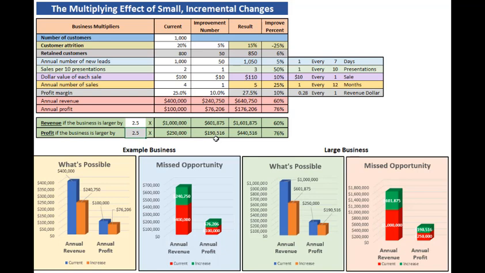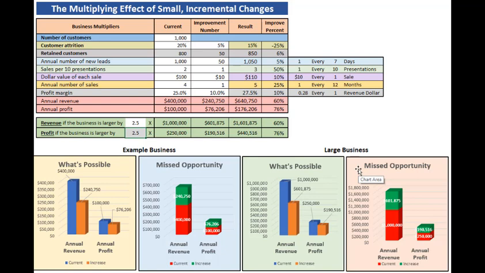Now there are 4 charts below the main calculator. The 2 on the left are for the first business, the one with the $400,000 in revenue, and the 2 on the right are for the larger $1 million business. Let's take a look at the first one, the What's Possible chart with a yellow background. This shows in visual form the results that we created above, and the missed opportunity chart with a blue background takes the results from above and shows what they miss out on if they don't implement the changes we've outlined. The other 2 charts, the green and the pink ones on the right, show the same things for the larger business, the one doing $1 million a year. As you can see, the results for both businesses are pretty dramatic.